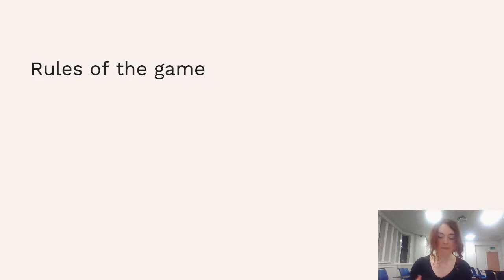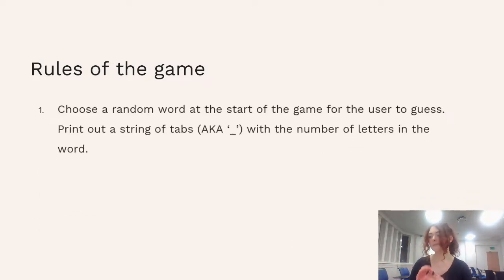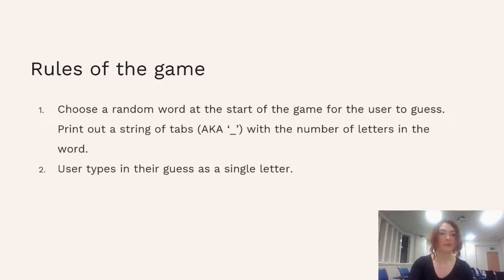So the rules of the game should be pretty obvious. I hope most of you who are watching have played Hangman before. I've made a simplified version, by the way. If you look up Python Hangman online, you'll find 1,000 different versions of people making the same game. But for this one, I've simplified the rules so it's a bit easier. Basically, the rules are: choose a random word at the start of the game for the user to guess. Put out a string of tabs, aka the little lines there, with the number of letters in the word. Then the user will type in their guess as a single letter.